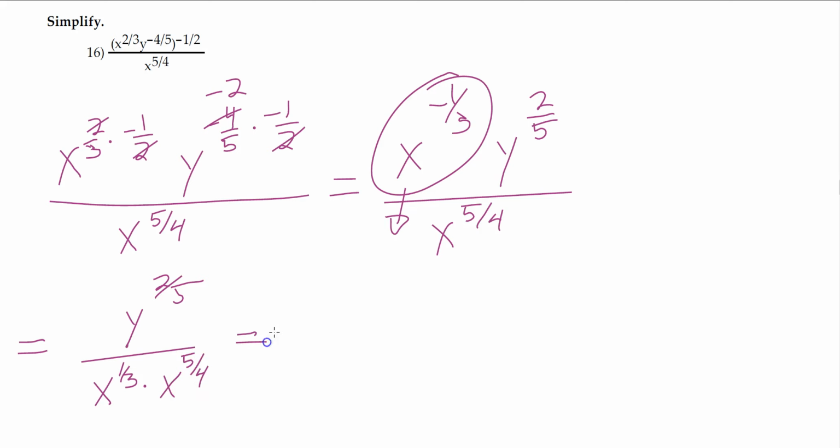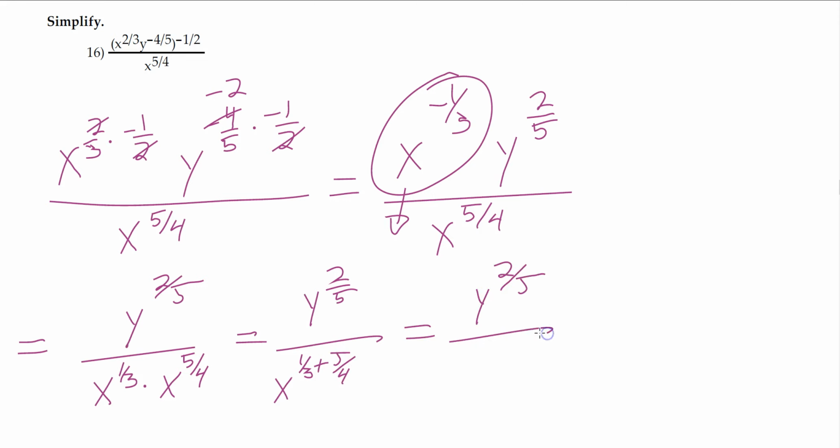Okay, now when we are multiplying like bases, like we have in the denominator, we add exponents. So this is x to the 1/3 plus 5/4. We add those fractions together. On the top we have y to the 2/5. On the bottom we have x to the 19/12.